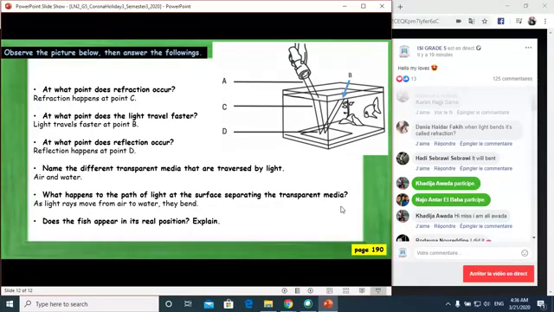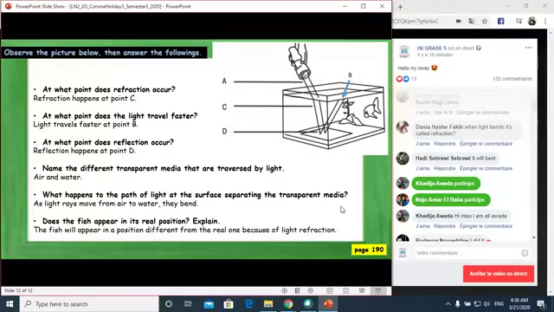Does the fish appear in its real position? Definitely not. Sometimes you see two fish too. This is because of light refraction.